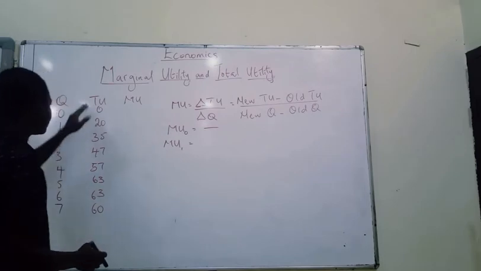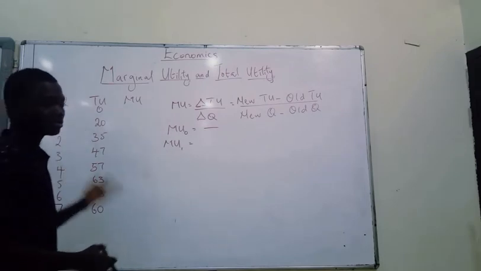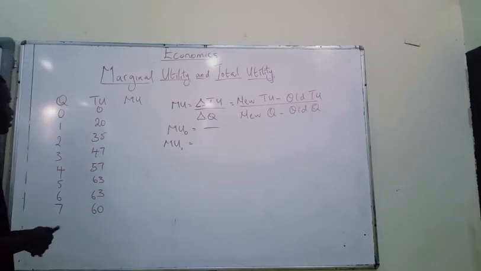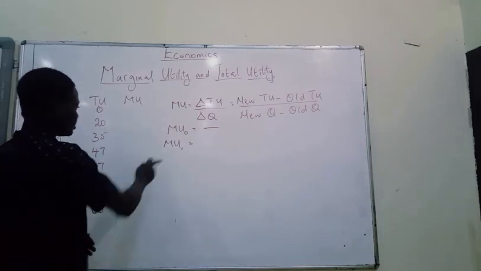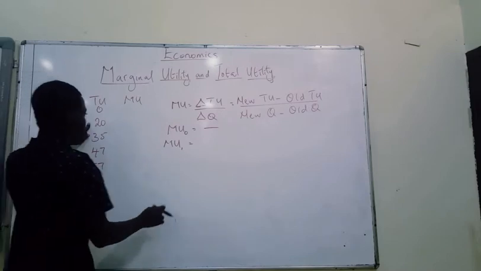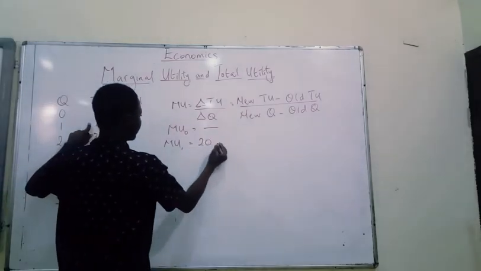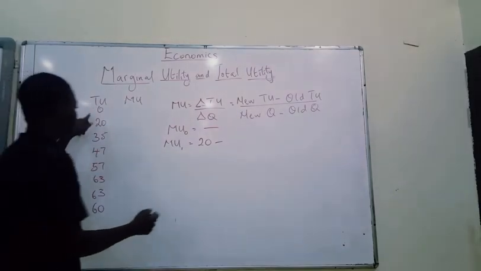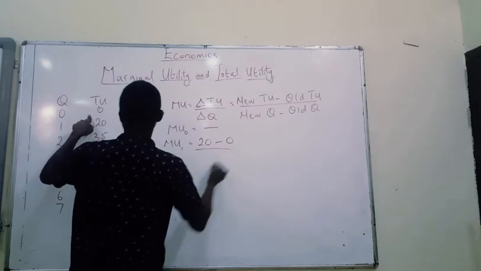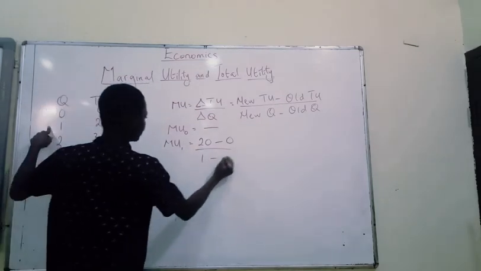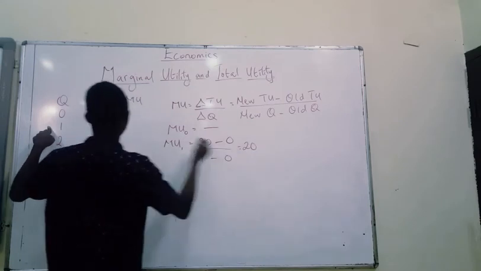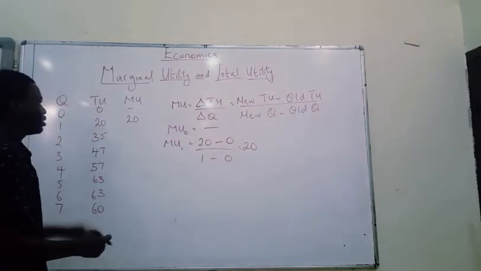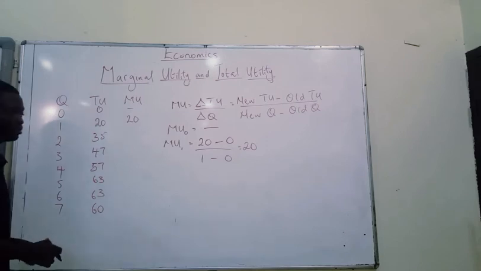Then we come to the first quantity. Immediately the consumer consumes a unit of the commodity, what then is the total utility? What then is the marginal utility? Marginal utility is simply the new total utility, when our consumer is consuming 1 unit of the commodity, which is 20. We subtract 0 from it, which is simply 20. We do that on and on until we complete the table.